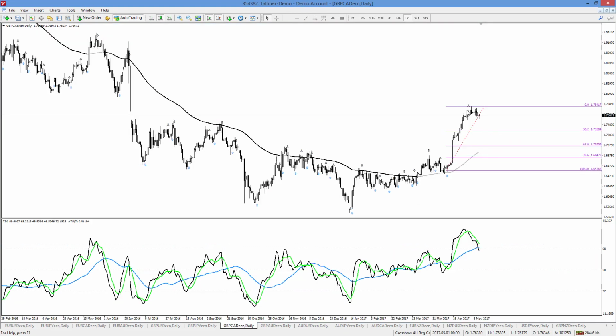Pound CAD, you can see same thing here. We've been channeling a little bit. We are significantly overbought, and look at our market baseline in here, but yet the market is undecided. It continued to move sideways after this massive rally.